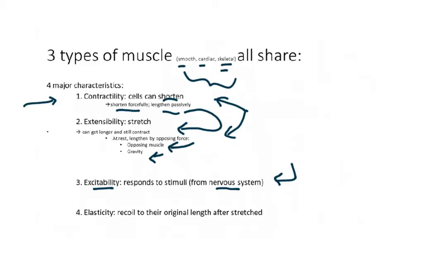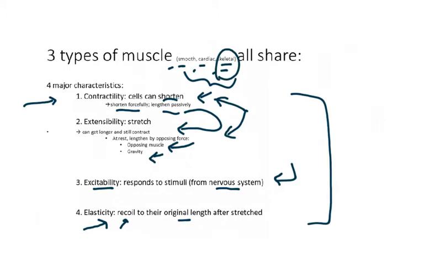And then the fourth one here is that they're actually elastic, or they have this ability to recoil. And that kind of goes along with what I said up here with their ability to shorten. But here we're actually saying that they have this recoil, they're going to naturally kind of snap back to their original length after they are stretched. So these are the four major properties that all muscles share, regardless of if we're talking about smooth, cardiac, or skeletal. Though in this lecture series, we're going to focus initially, at least, on the skeletal muscles and how they do these four properties.